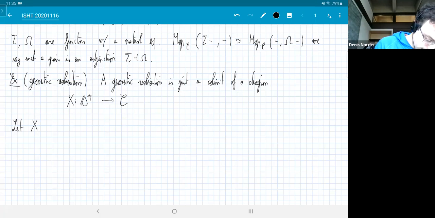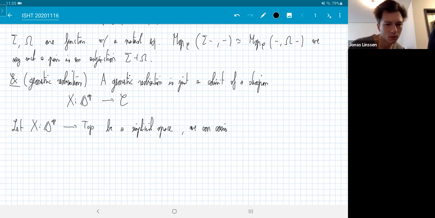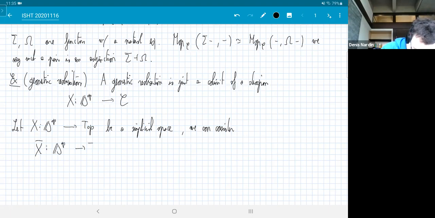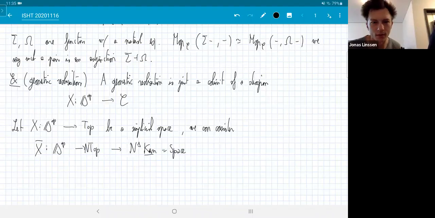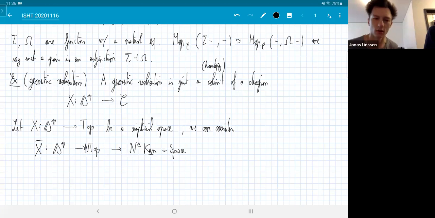So let X from delta op to top be a simplicial space. And here I really mean a simplicial space. Then we can consider X bar, the composition of this with top to spaces. Excuse me, do you now mean again one categories, ordinary categories and ordinary colimits? No, here I mean a homotopy colimit. A colimit in whichever sense, whatever the target is. So a normal colimit when C is a one category and a homotopy colimit when C is an infinity category. But here, when I write top, I mean actually a one category. Otherwise, I would write spaces. I'm being careful about that.